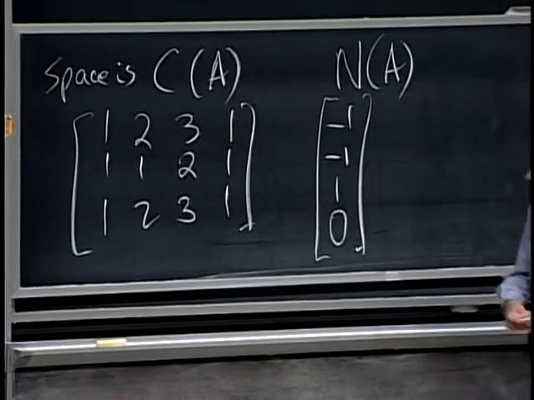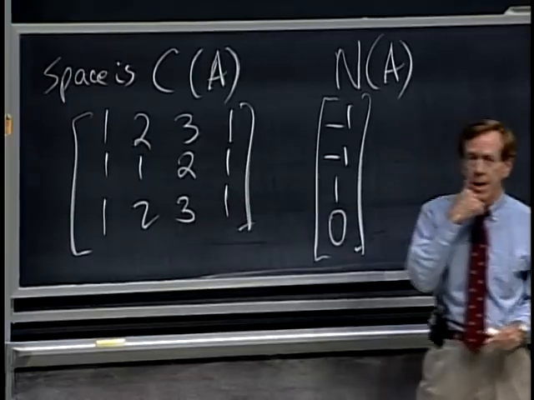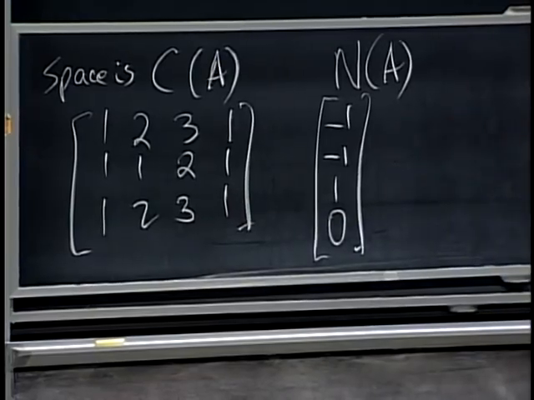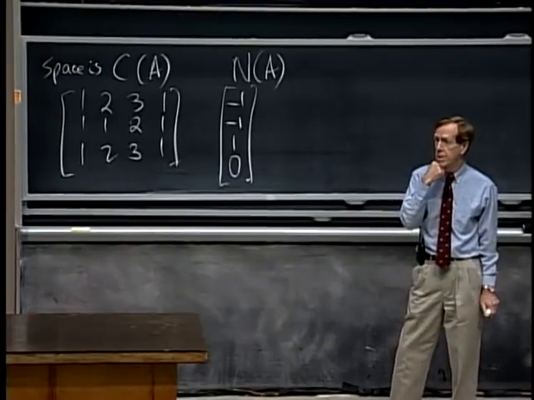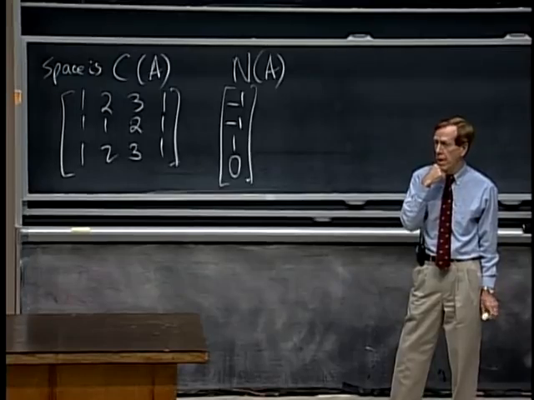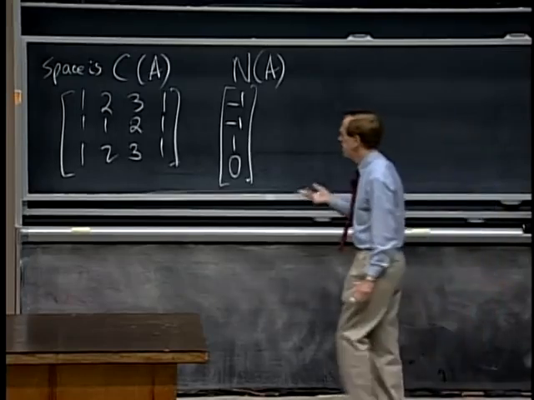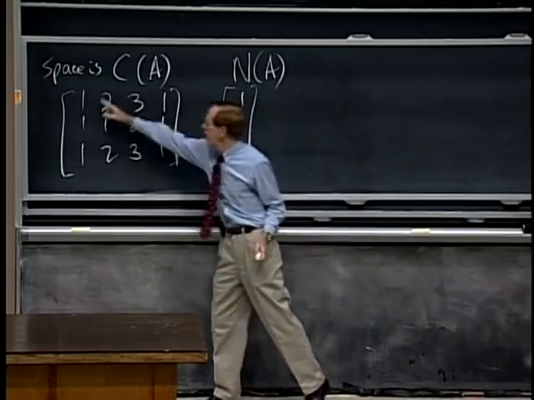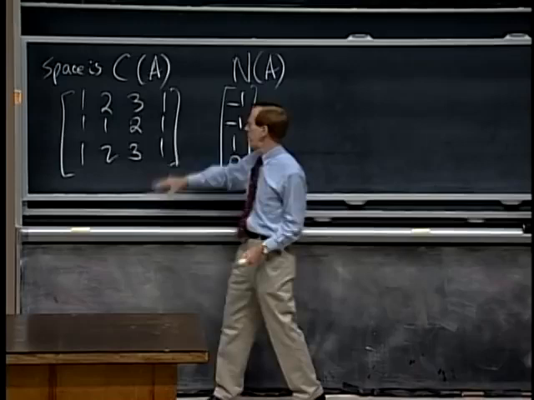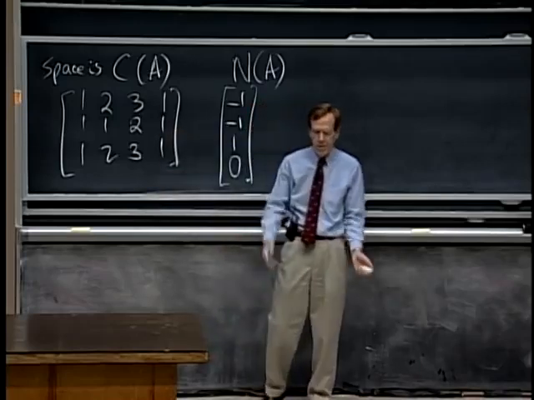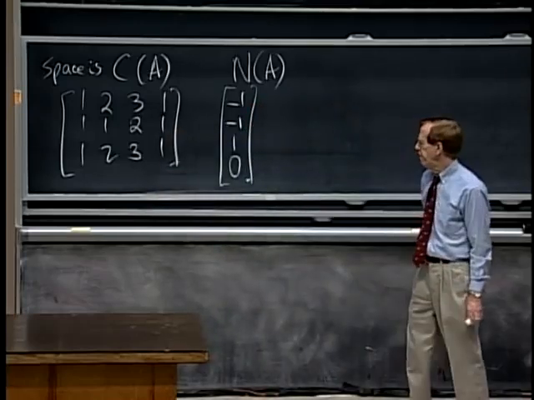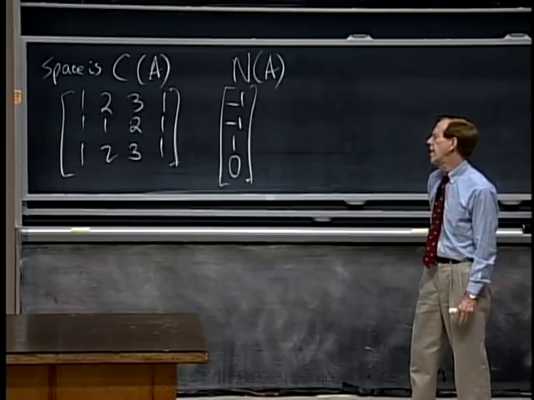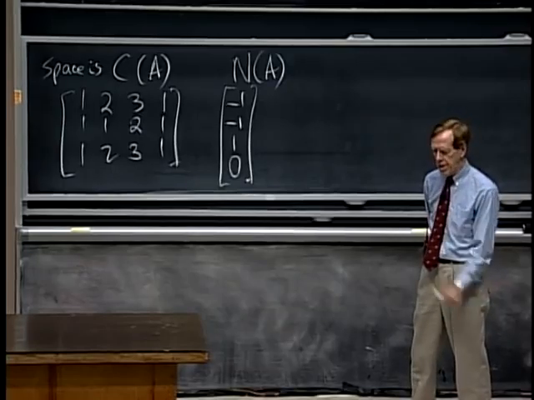So you've already told me now, are those column vectors independent? The answer is no, right? They're not independent, because minus 1 of this, minus 1 of this, plus 1 of this, 0 of that is the 0 vector. Okay, so they're not independent. They span, but they're not independent.